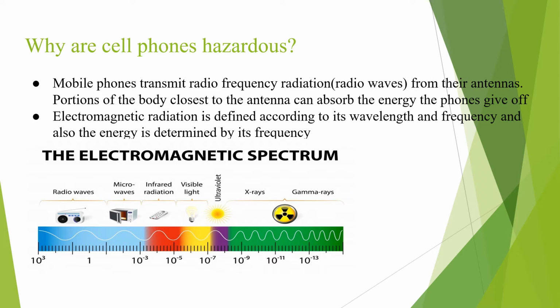Why are cell phones hazardous? Mobile phones transmit radio frequency radiation, radio waves, from their antennas. Portions of the body closest to the antenna can absorb the energy the phones give off. Electromagnetic radiation is defined according to its wavelength and frequency, and its energy is also determined by its frequency.